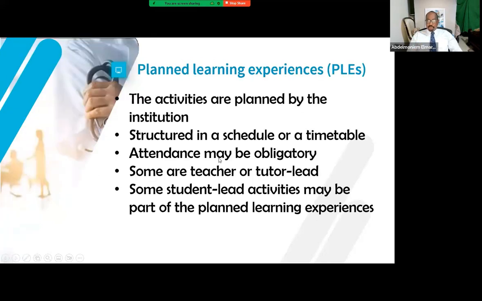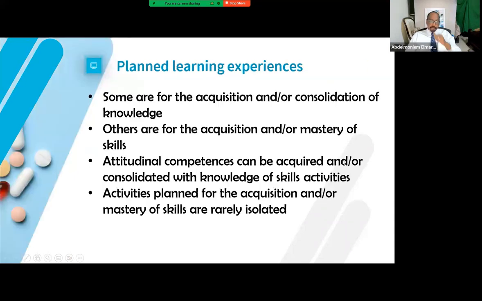Now, these planned learning experiences are the ones planned by the institution. They are structured in a schedule or a timetable, and maybe attendance of these activities is obligatory. Some of them in traditional institutions are teacher or tutor led. But some are student-led activities and they may be part of the planned learning experience. A tutorial, even peer-assisted learning, could be planned, could be a PLE. A peer-assisted learning is just between the students, but it is planned and put in the timetable. So it's a planned learning experience.